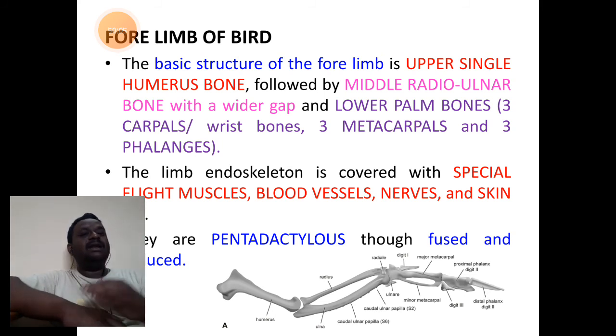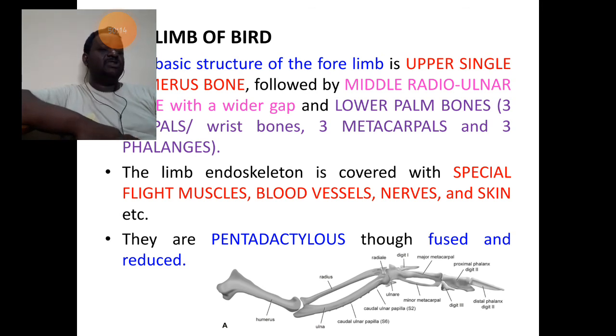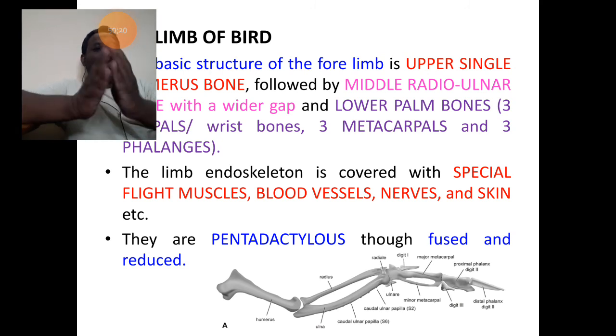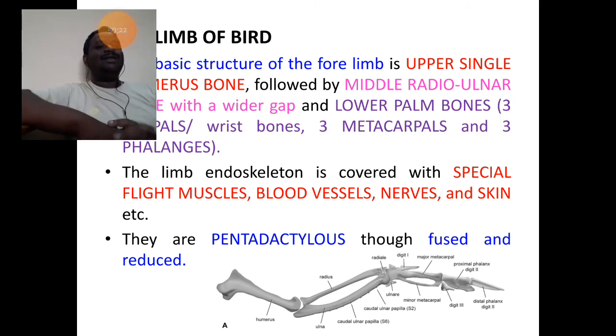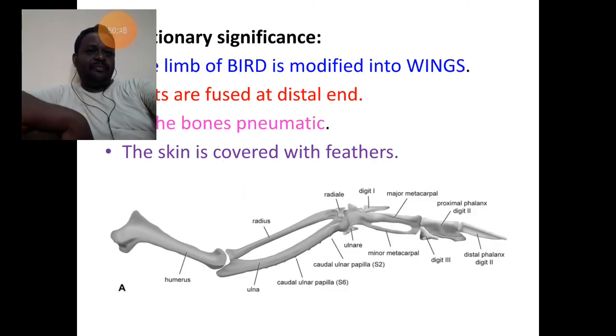So, it is also related to the attachment of blood vessels, nerves and skin, showing pentadactylous structure only. So it's a modification of pentadactylous structure where the bones are fused and reduced in number. It is not that only 3 bones are metacarpals, carpals and phalanges. They are fused bones actually.